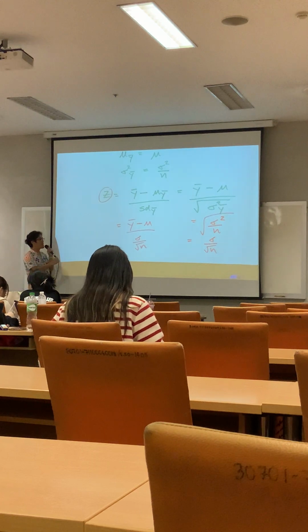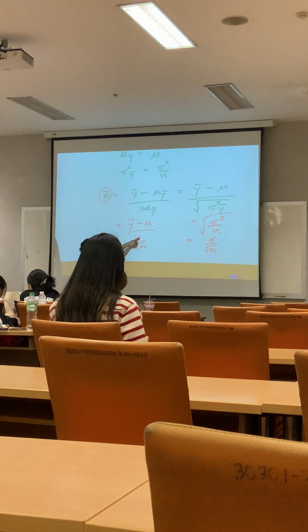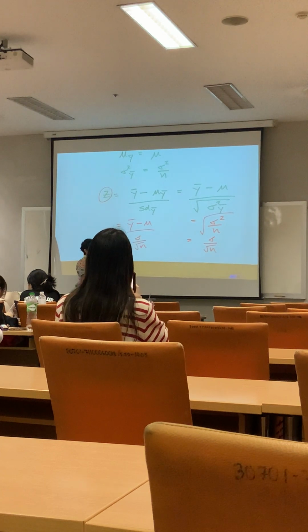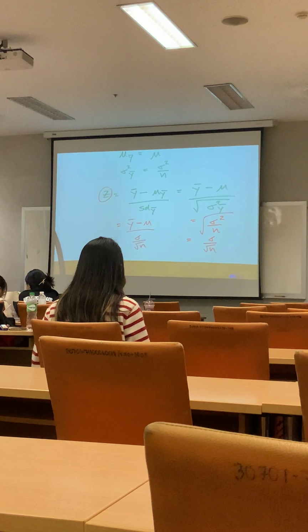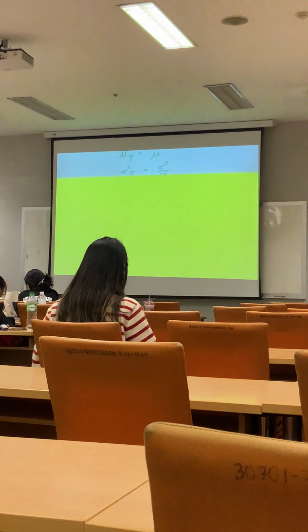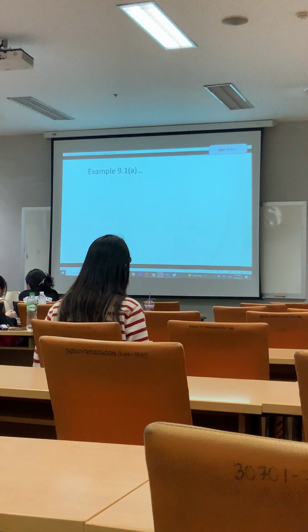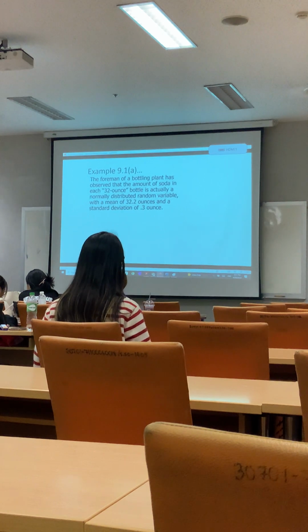The only difference that we have seen is the SD. When we talk about the distribution of y bar, the SD has to be the population standard deviation divided by the square root of n. So let's see how we can use that to solve some problems. Okay, so two more examples and then we're done. Let's look at this question.